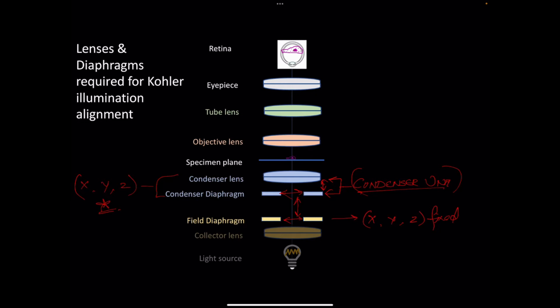Now we have next, apart from this condenser lens, in addition to it, a specimen plane. And we all know that the specimen plane can be moved in the xy direction to focus on a certain part of your sample. Here I'm showing a sample in the form of a single cell, right? But usually we don't have that condition. Usually we have a dish like this.